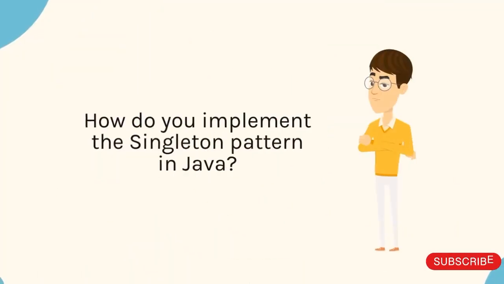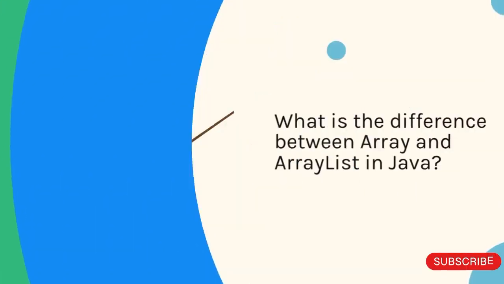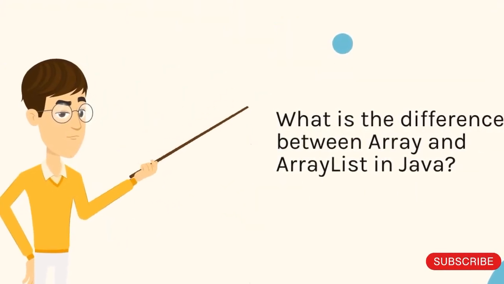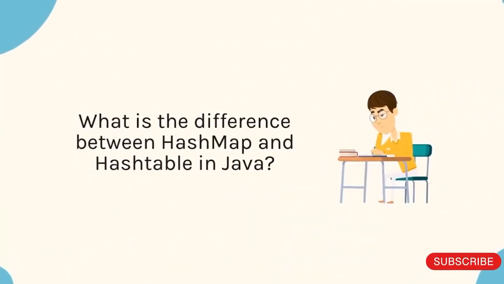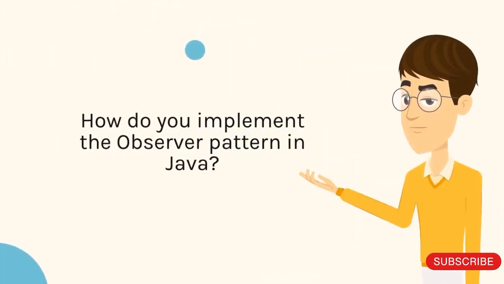How do you implement the singleton pattern in Java? What is the difference between array and ArrayList in Java? What is the difference between HashMap and HashTable in Java? How do you implement the observer pattern in Java?